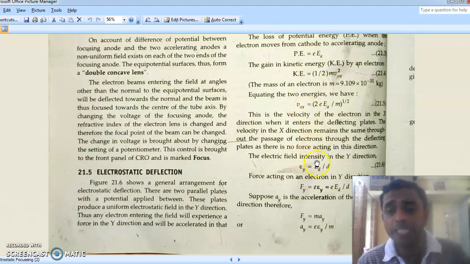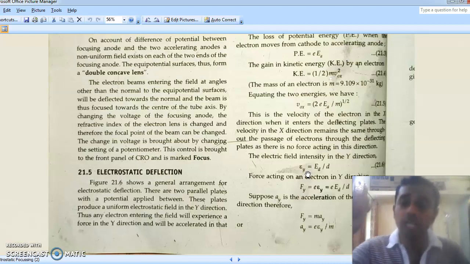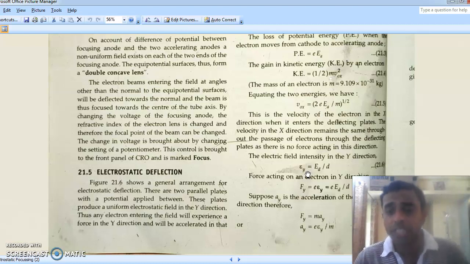So what is electric field intensity? In general, electric field intensity is voltage, or electric potential, divided by d. So what is the electric potential existing between the deflection plates? That is Ed. So when the electron enters the electric field, this is the electric field along the y direction. Why is it mentioned in the y direction? Till the entry point, the velocity was only in the direction of x. But when the electron enters the electrostatic field of the deflection plates, it is attracted towards the positive plate, in the y direction. So there is only velocity and acceleration in the y direction. There are no velocity components in the z direction or elsewhere.